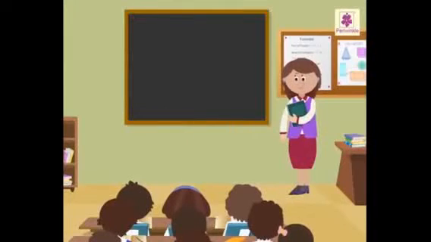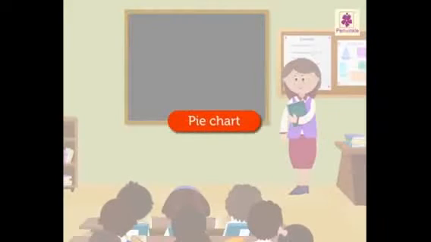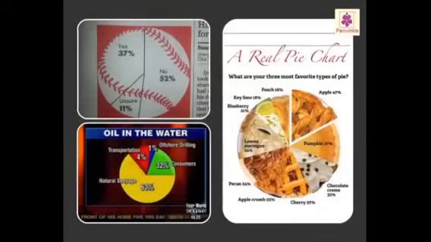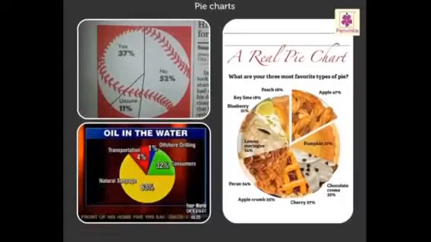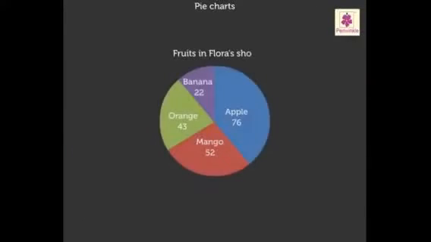Today, let us learn one more way of data representation called pie chart. Let us begin. Many a times, you all must have come across data represented in circular form in newspapers, magazines, or on the television. These are called as pie charts. A pie chart is also called as a circle graph. For example, look at the pie chart.